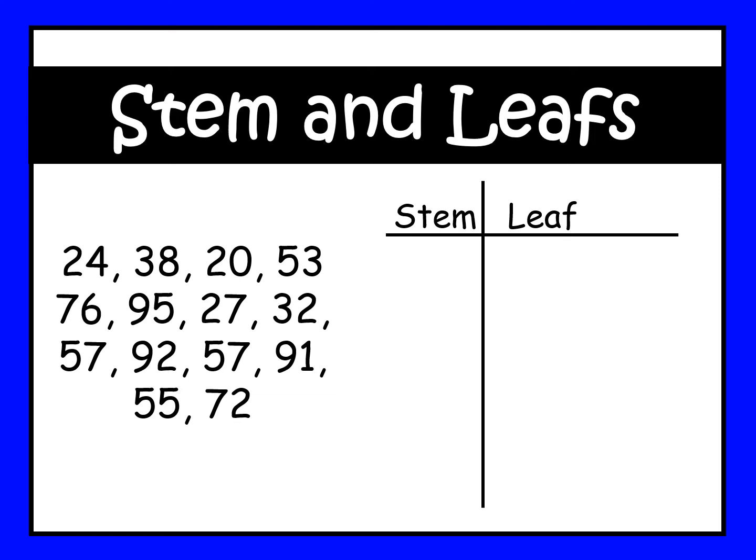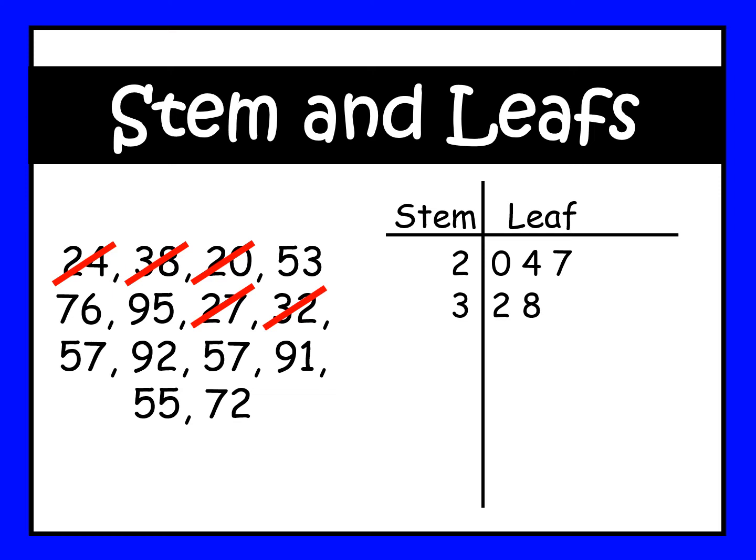The smallest numbers I have first are my 20s. So I have 24, 20, and 27. I'm going to put them in my stem and leaf, and remember, when we put these numbers in our stem and leaves, they have to be in order. So I have 20, 24, and 27. I'm going to see if I have any 30s. I do. I have 38 and 32. I'm going to put them in my stem and leaf. Remember, they have to be in order, so I'm going to do 32 and 38.